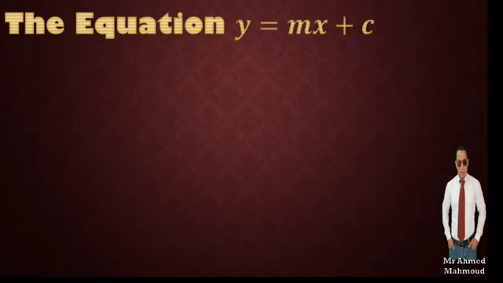m and c are two numbers, and we are going to learn what the meaning of m and c is. And x and y are two variables. They represent the points of the graph, which represents the straight line.